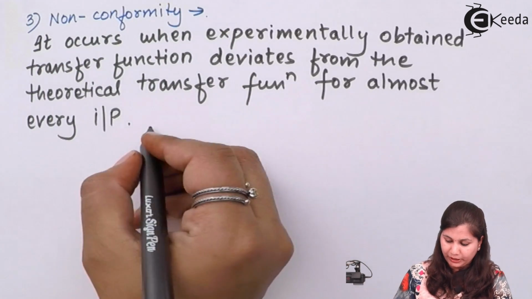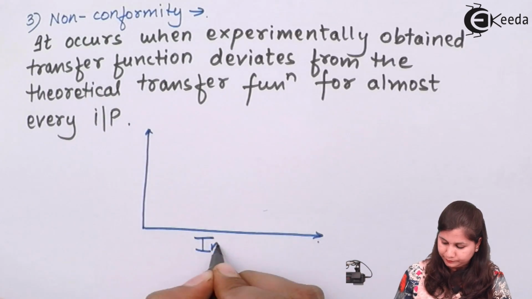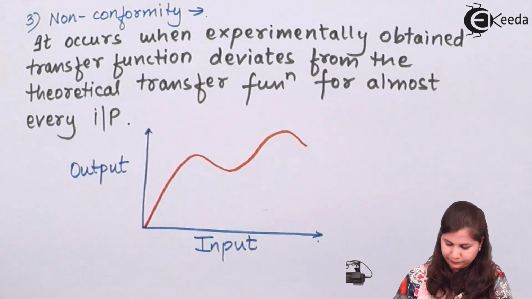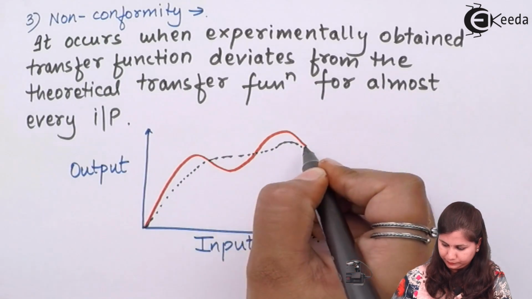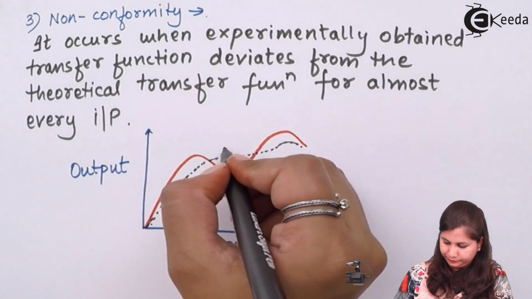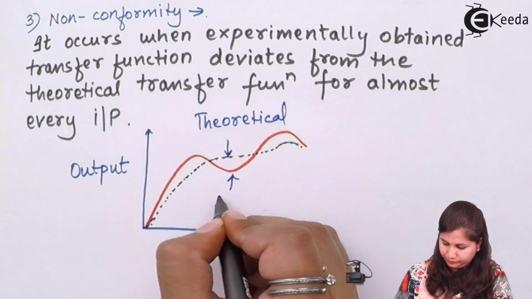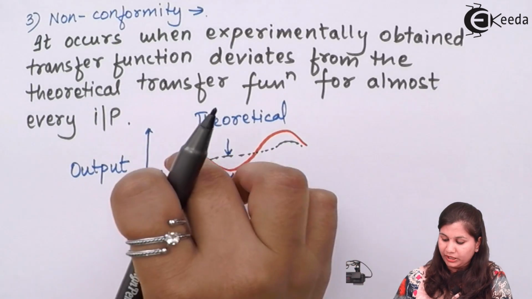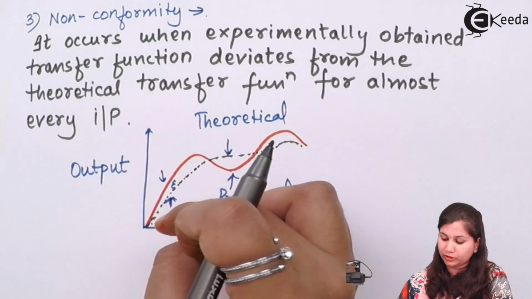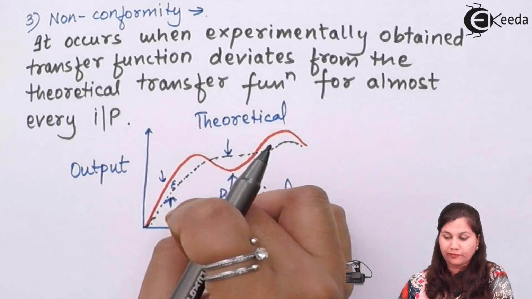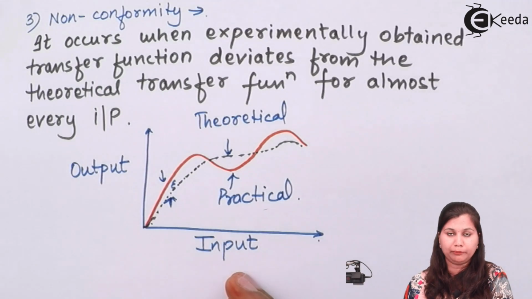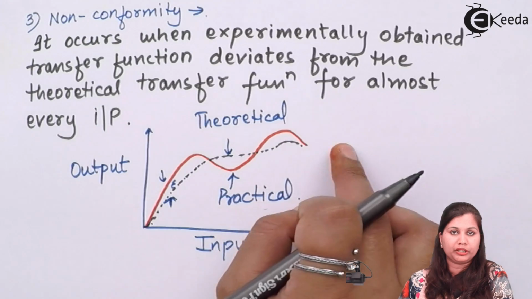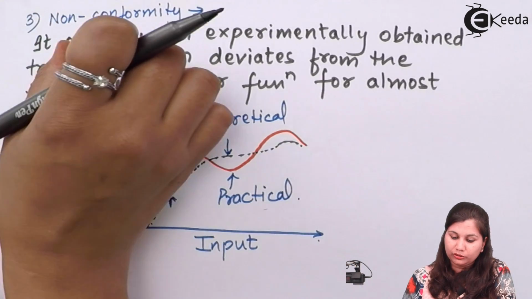If we draw the relationship between input and output, you can see that for every input we are getting deviations, between the theoretical and the practical value of the transfer function. The transfer function is the ratio of the output and the input. At every point you can see that the practical curve is deviating from the theoretical curve. So that type of error is called non-conformity.